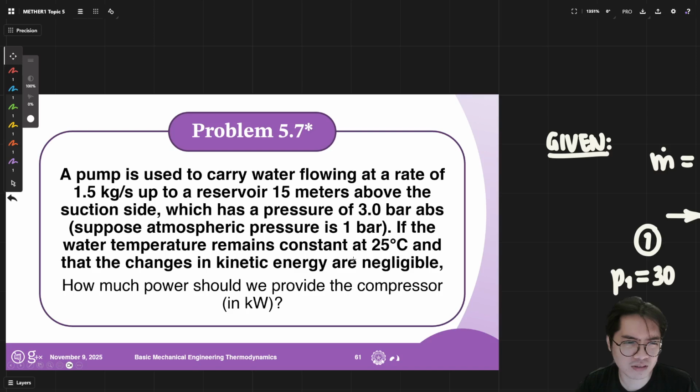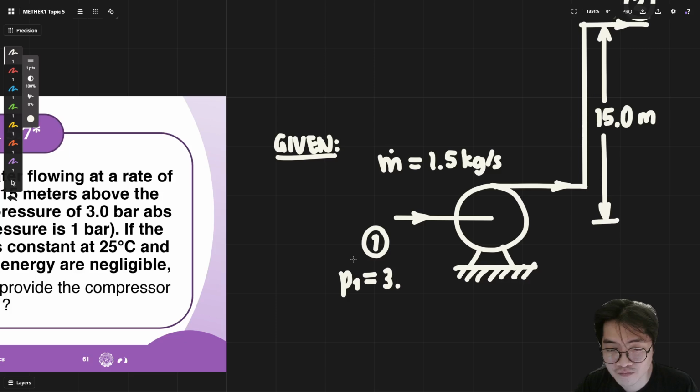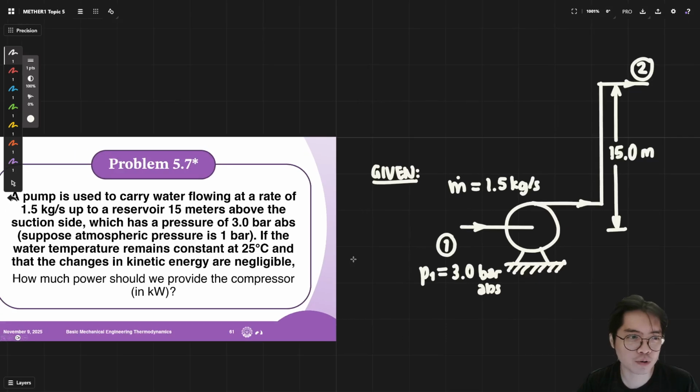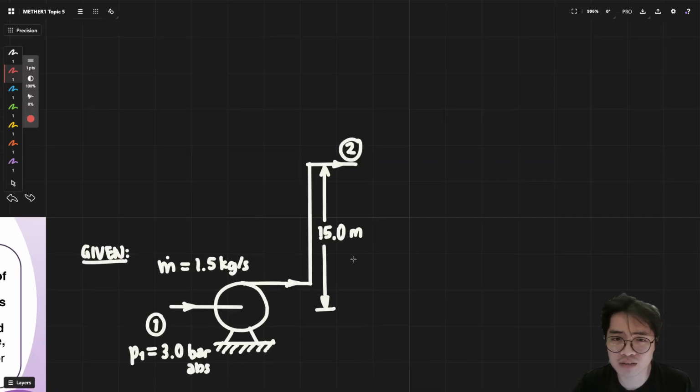This is water, but why are they saying absolute? This is kind of confusing already. 3 bar absolute. Suppose that atmospheric pressure is 1 bar. Well, what does that mean? You might say a reservoir is just a filler word, but a reservoir is a literal tank of water, a big tank of water that is open.